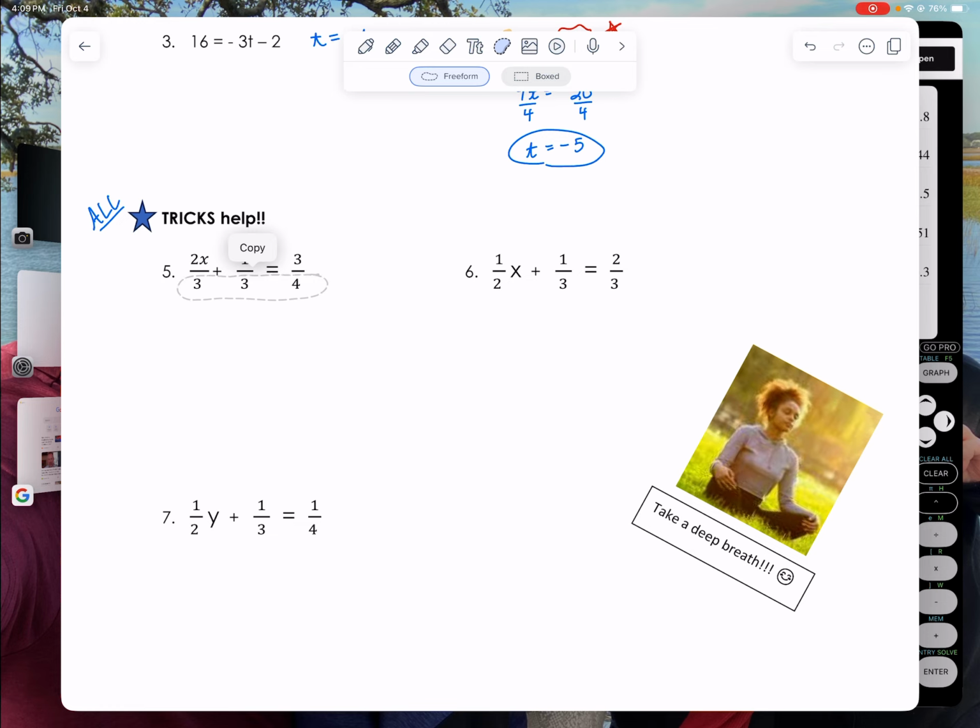So the first one is 2x divided by 3 plus 1/3 equals 3/4. So the bottoms are a 3, 4, and a 3 and a 4. So the smallest number that 3 and 4 both go into is a 12. So that's called the least common denominator, is 12. And usually you can get the least common denominator, a lot of times, by just multiplying the 3 and the 4 together. Anyway, so I'm going to multiply both sides by 12.